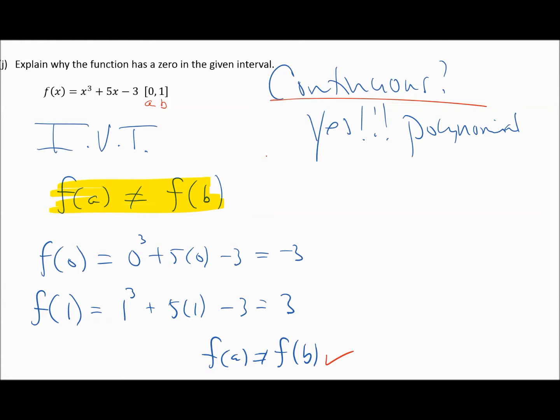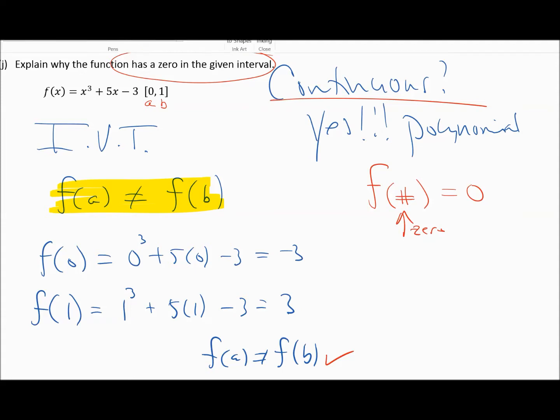Now, check out the directions. They want us to explain why the function has a 0 on the given interval. Now, remind me, what is a 0? Well, you know what a 0 is. A 0 is when f of some number equals 0. Whatever number you plug into the function that gives you an answer of 0 is called a 0 of the function.